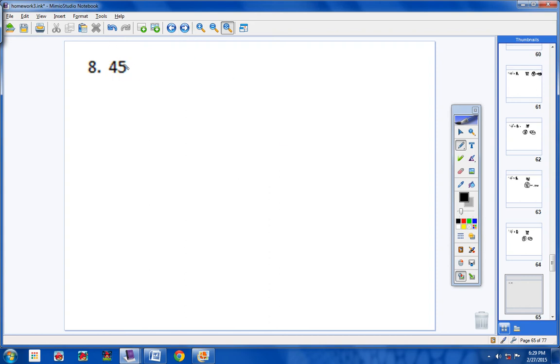Moving on to number 8. We're going to convert 45 degrees to radians. We're going to multiply by pi over 180 like you always should do when you're converting degrees to radians. And here's what you'll get. 45 times pi is 45 pi. 1 times 180 is 180.